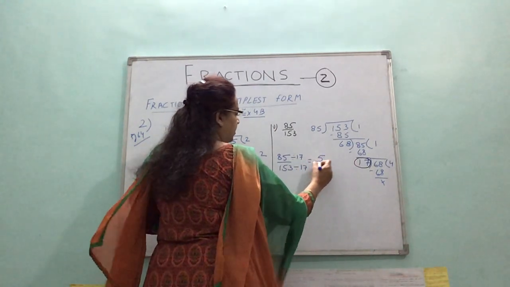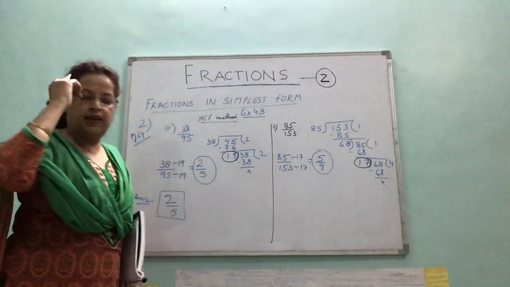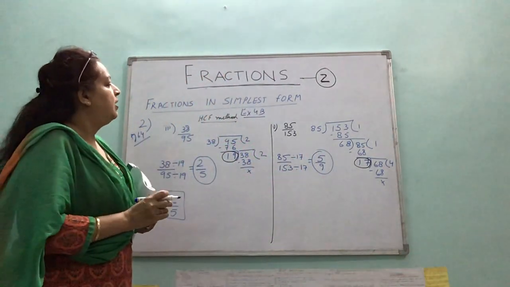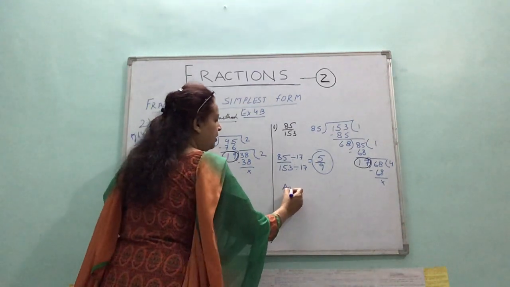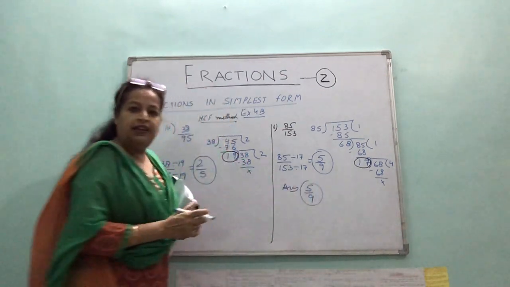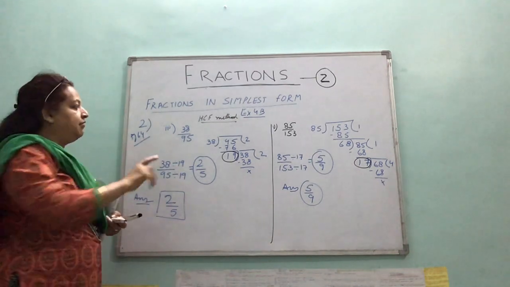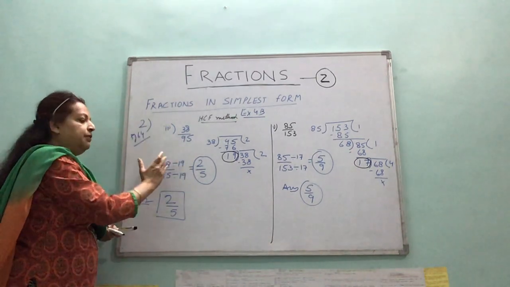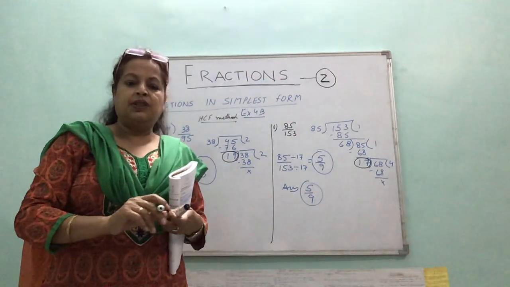5 times, 9 times. So what's the answer? What is in simplest form? Answer, it's in simplest form 5 by 9, children. Now what is this method? This is by finding HCF. Find HCF and then divide both numerator and denominator by the HCF. You will be able to reduce to simplest form.